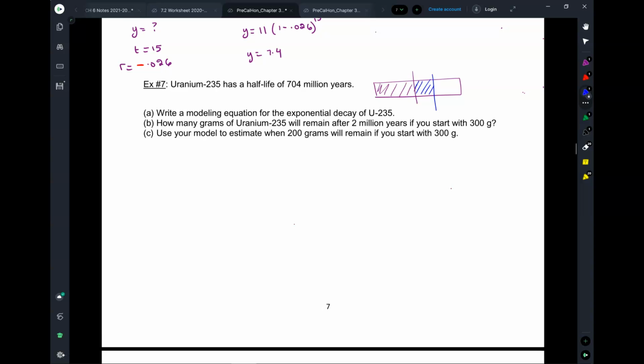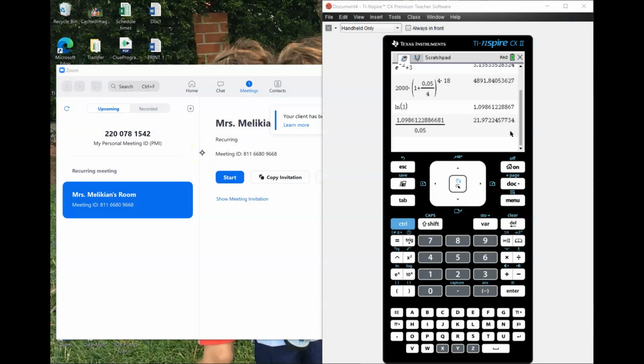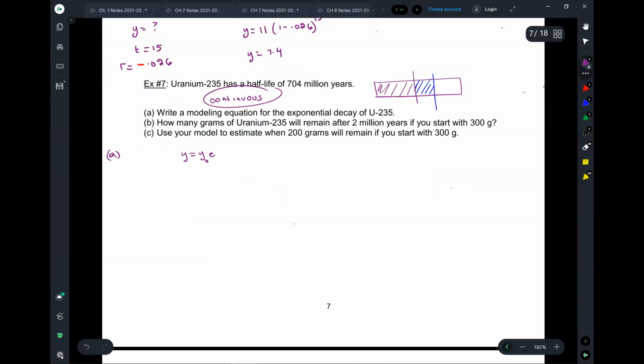All right? So first it says to write a modeling equation for the exponential decay of this. Okay, so for these problems, we're going to use the continuous equation. So what do we have here? We're going to use the equation y equals y naught e to the kt. Y is the final amount. Y naught is the initial amount. So suppose you start with an initial amount of y naught.